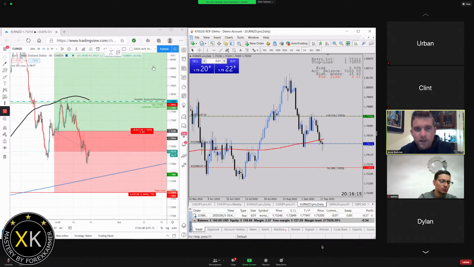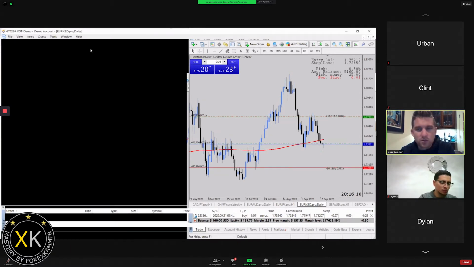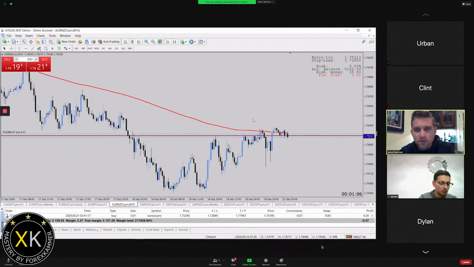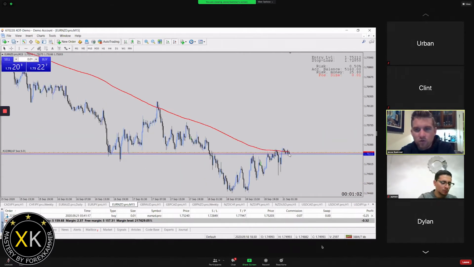So just to recap this again, I would be waiting for a break of that 15-minute 200 MA if you're going to be looking to enter this trade. We're seeing that it's just in a state of consolidation here. A strong break above, wait for the retest of that 200 MA on the 15-minute time frame, then get long on Euro NZD. That would be an ideal setup.